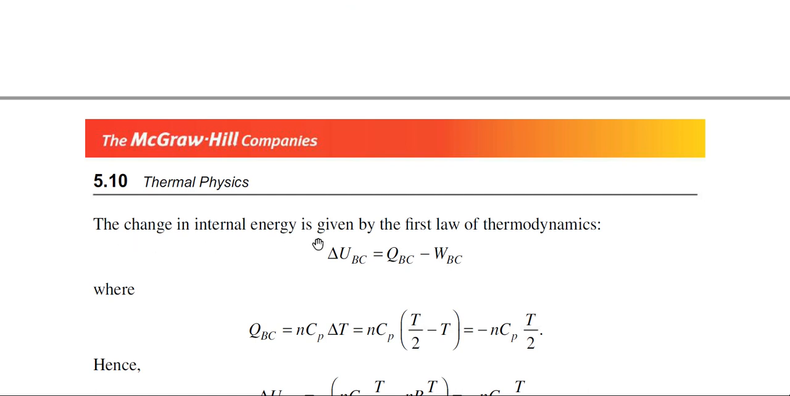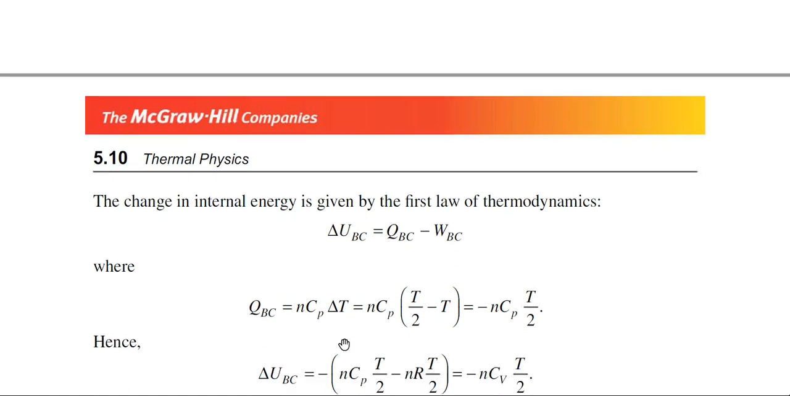Now the change in internal energy is given by the first law of thermodynamics, we know that from the first law. So delta U is equal to Q minus W. Q means heat and W means work. So what is Q when we are considering the state BC? The formula of Q, that is heat, is equal to n into Cp into delta T. What is n? n is the mole number, Cp is the specific heat and delta T is the change in temperature.